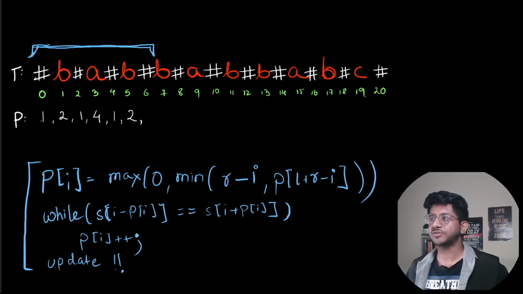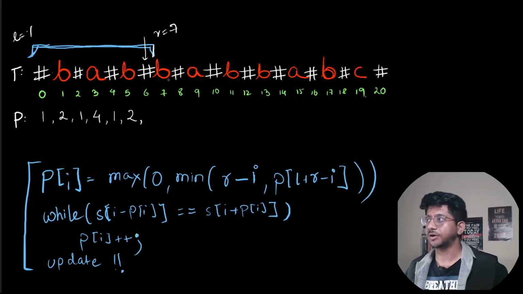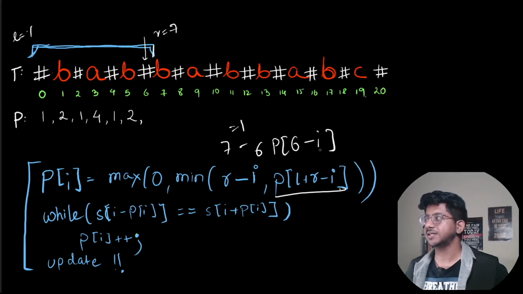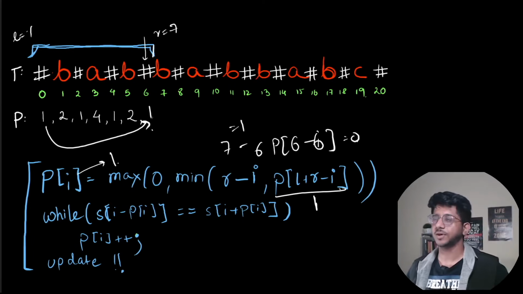Let's say we are over here, we have filled till this particular value, and we are looking at this particular center. Now, L is equal to -1, R is equal to 7 in this case because the bounding boxes are non-inclusive. Now, over here we put the value of I equal to 6, and 7 minus 6 is 1. P of L plus R minus I is 6 minus 6, which is 0, and P of 0 is nothing but 1. So this is nothing but 1. So P of I will start from 1. This value got copied over here. But then we might do better than this, right?